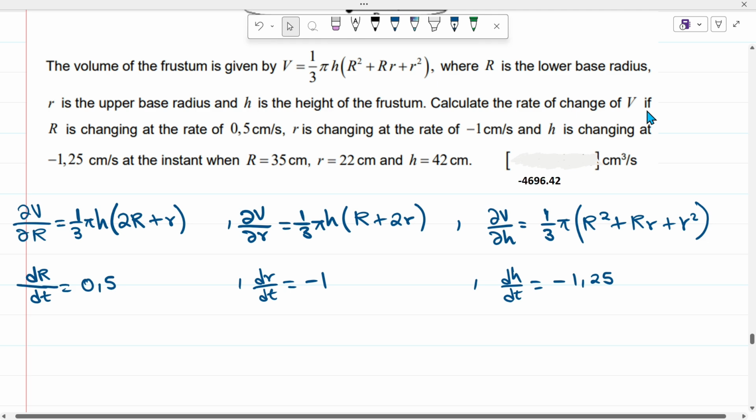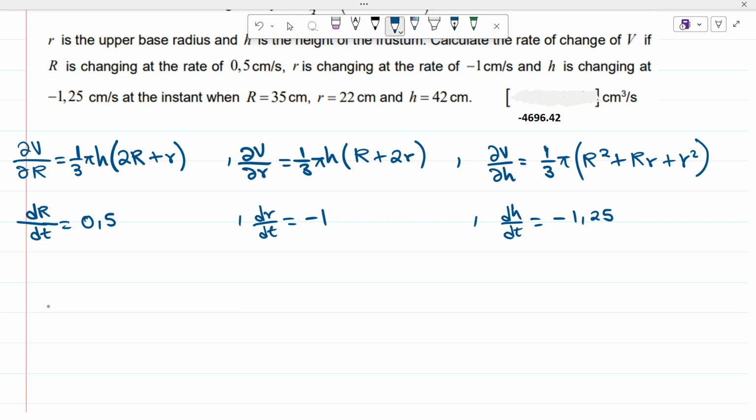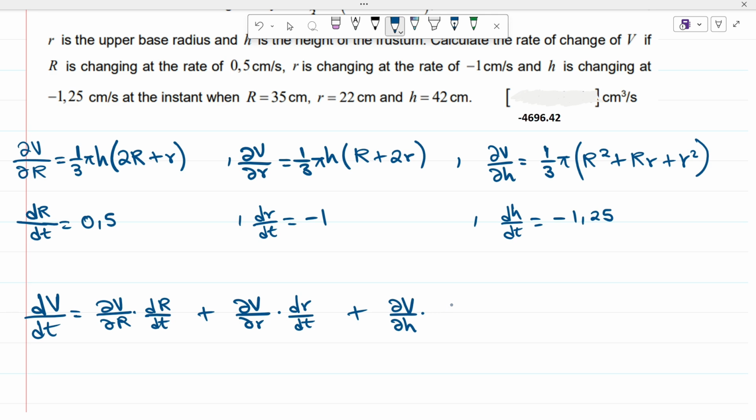So from here, we're just going to rewrite the formula of the rate of change of V. The rate of change of volume with respect to time is equivalent to the partial derivative of V with respect to caps R multiplied by the rate at which R changes with time, plus the partial derivative of V with respect to small r multiplied by the rate at which r changes with time, plus the partial derivative of V with respect to height multiplied by the rate at which height changes with time.